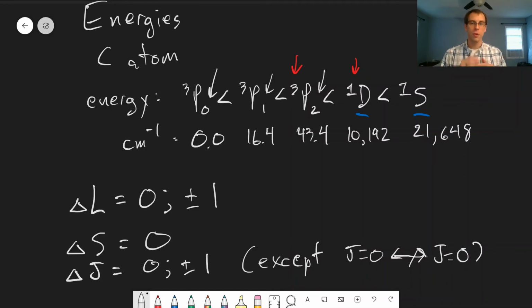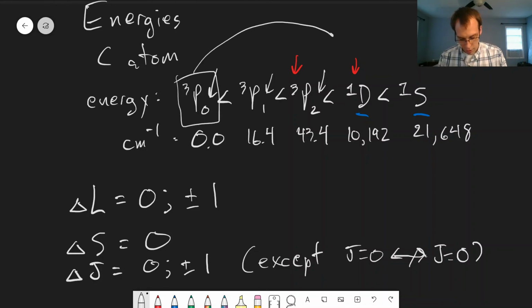And so this will tell you if you have an atom in a particular electronic state, with a given term associated with it, this tells you which other terms are accessible from that. So for example, to a first approximation in the carbon atom, you can't go from this triplet P zero state to a singlet D state with a single photon. This is what we call forbidden according to the rules of quantum mechanics.